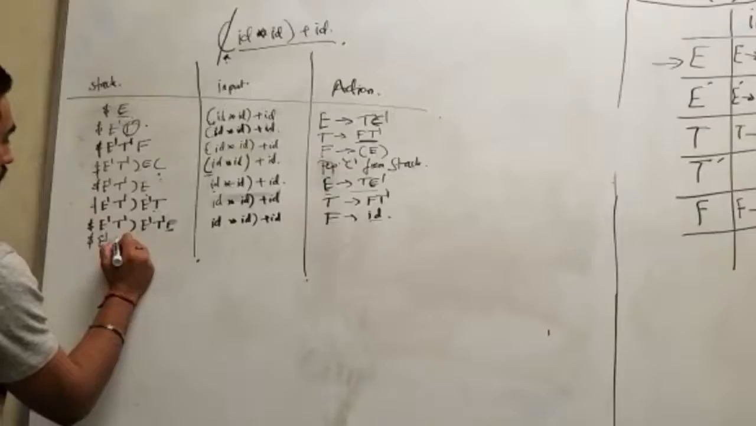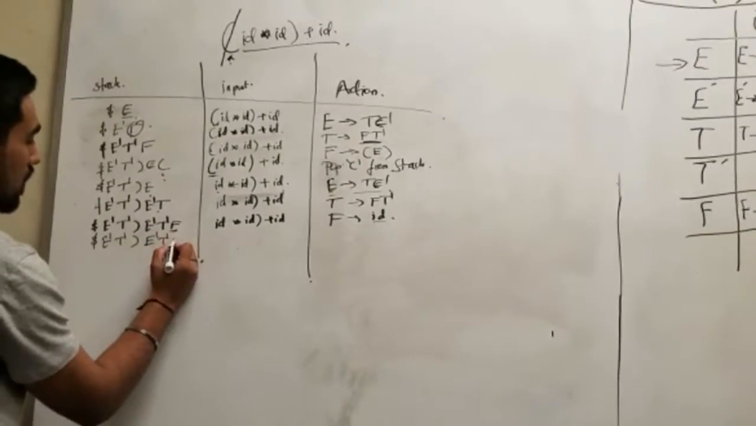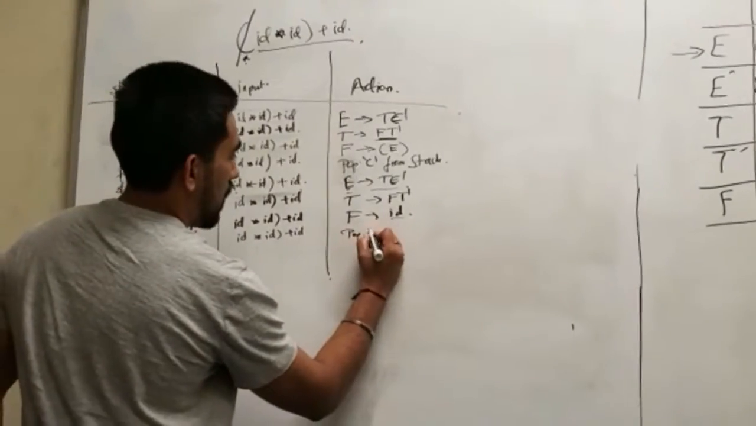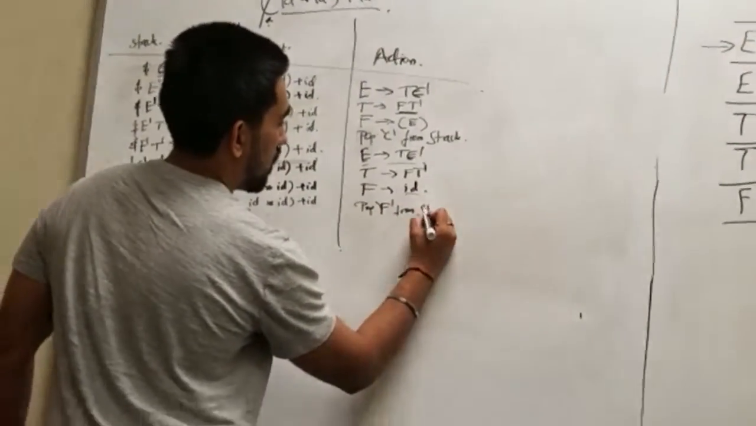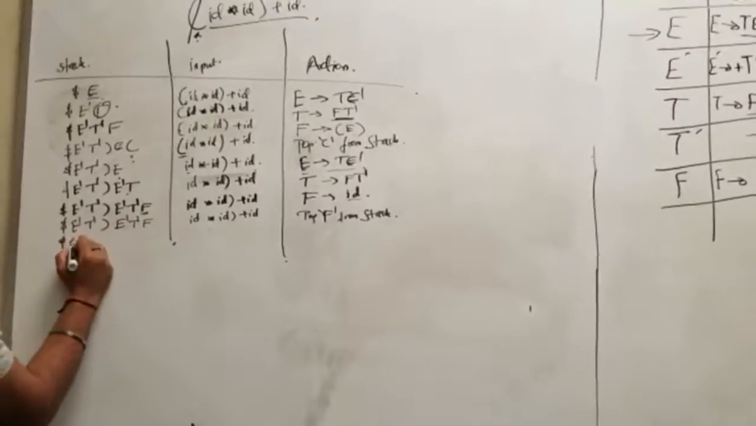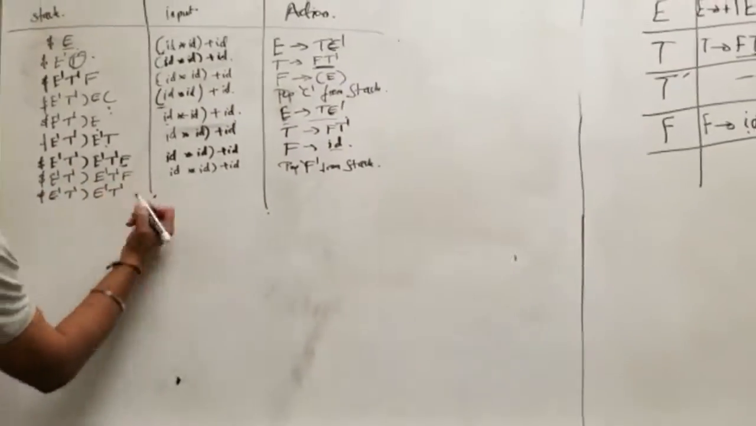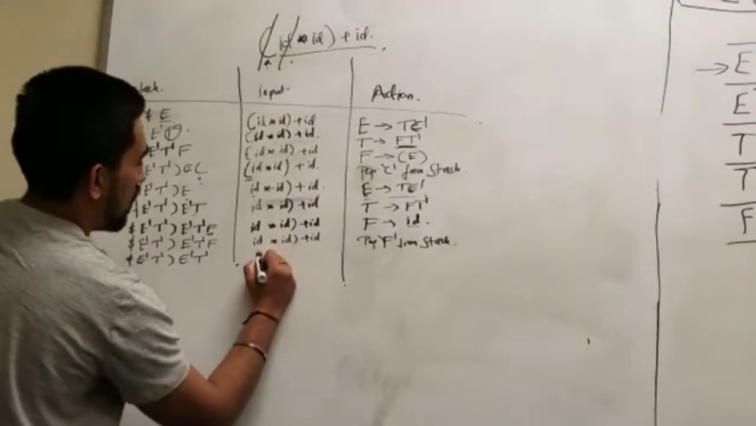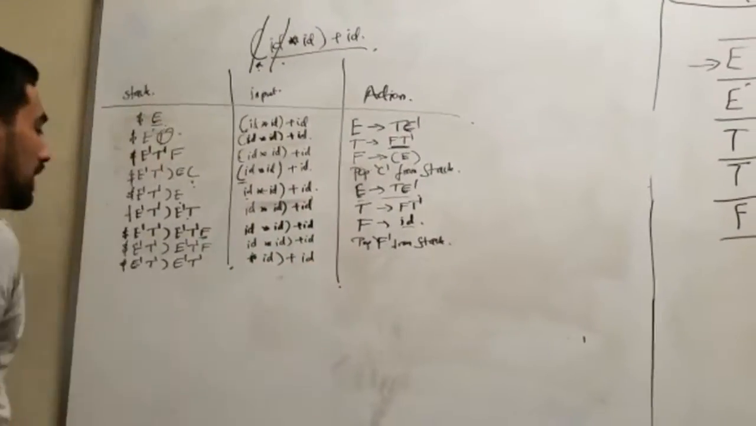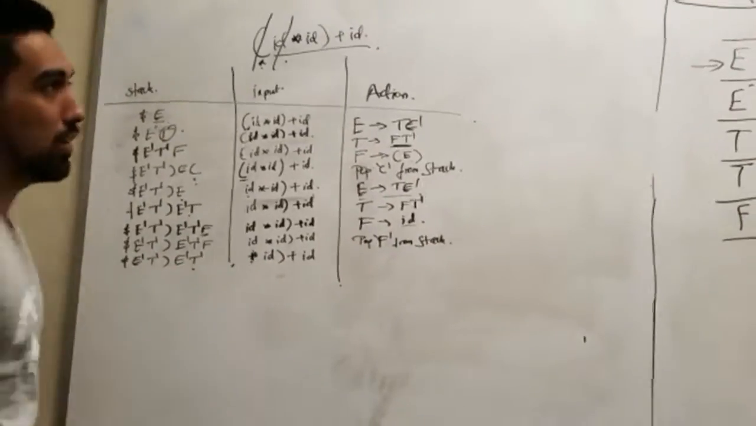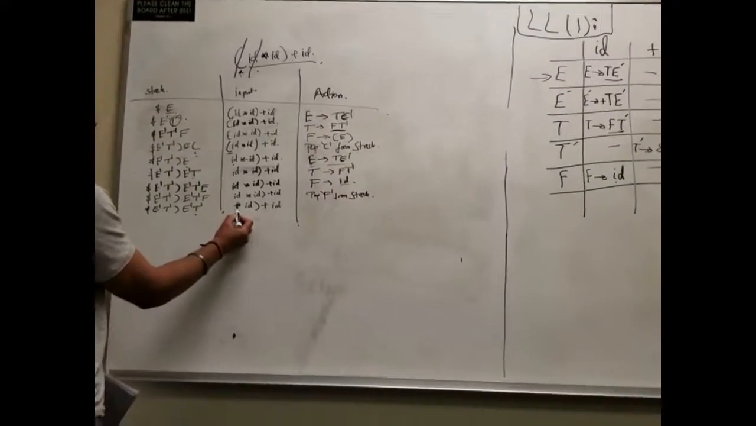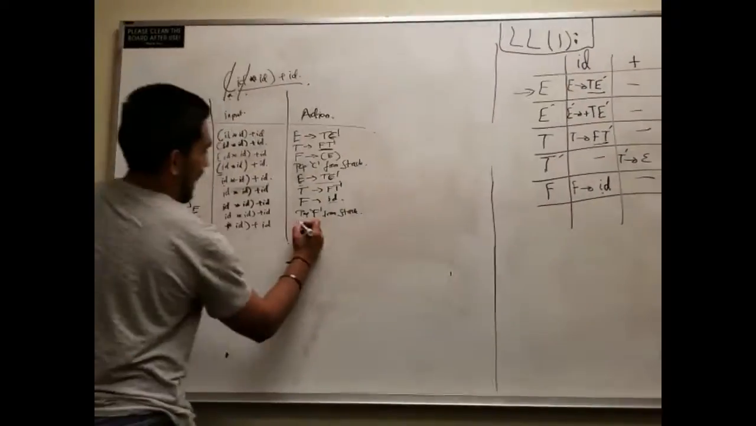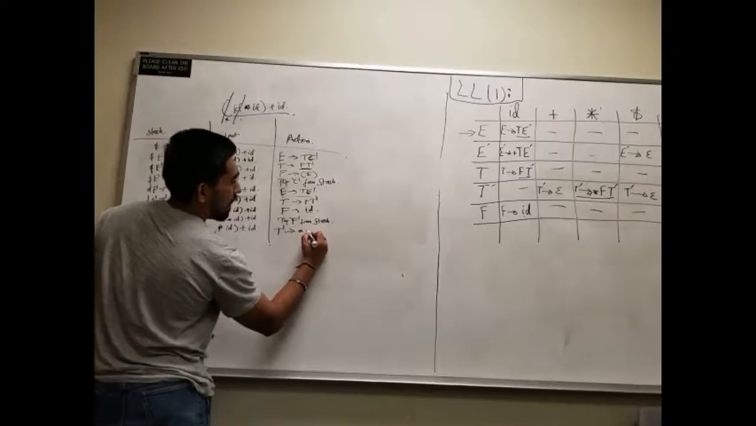The next action is to pop F from the stack. Now we pop F from the stack, and the input pops an ID from here, so it will be into ID closing parenthesis plus ID. Now for T prime we need to check with the multiplication sign. For T prime and multiplication we will select star FT prime. So our next action will be T prime to star FT prime.